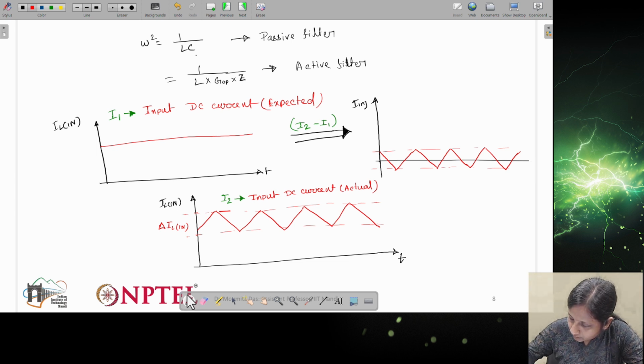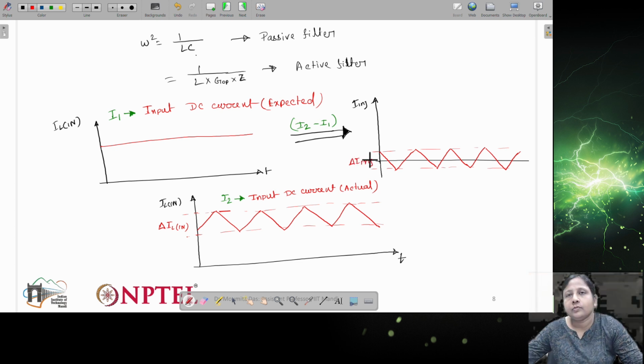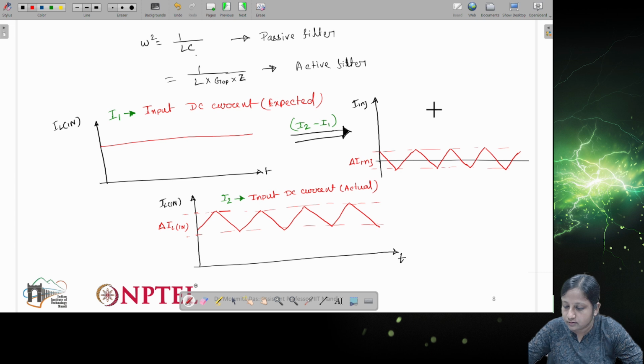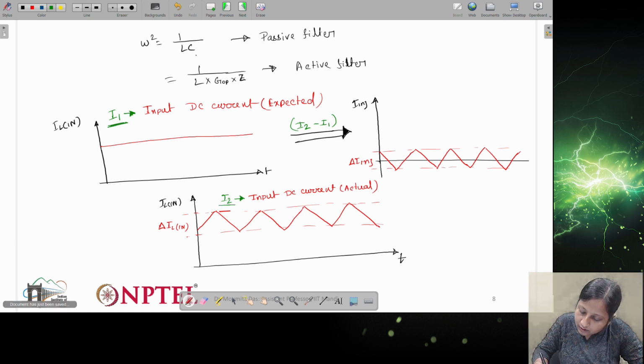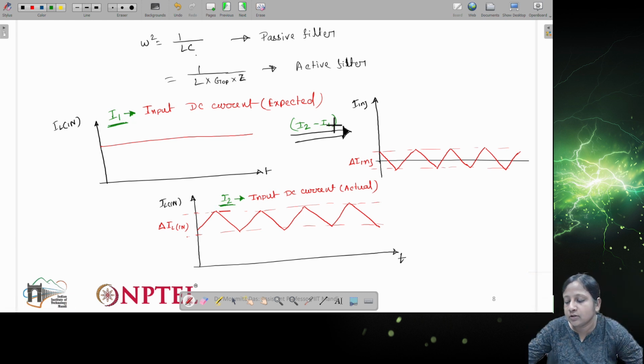So this will be equal to, again the same thing, delta IL in minus delta IL in. So this will give us delta I injection. So we are getting this signal. This is I injection. So you can see here, basically I1, I2, I2 minus I1. These three components we are actually dealing with.